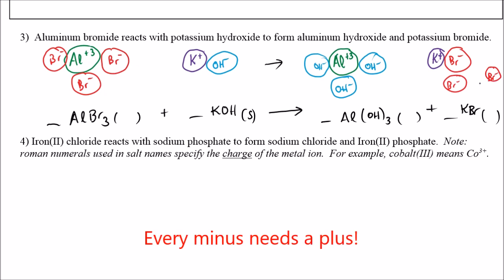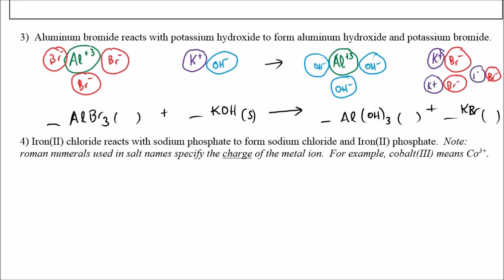Those bromides must come with positive ions attached. You can't just have negatives without positives. So their partners will be the potassium ions, K plus, K plus. So that has balanced the bromides. There were 3 in the beginning, 1, 2, 3. There are now 3 in the end associated with potassium ions. Not really bonded, but associated.